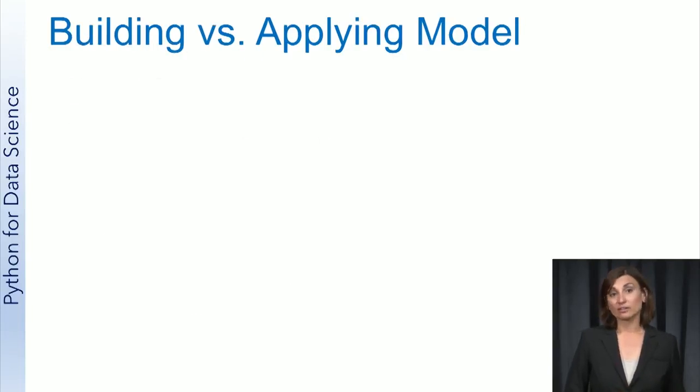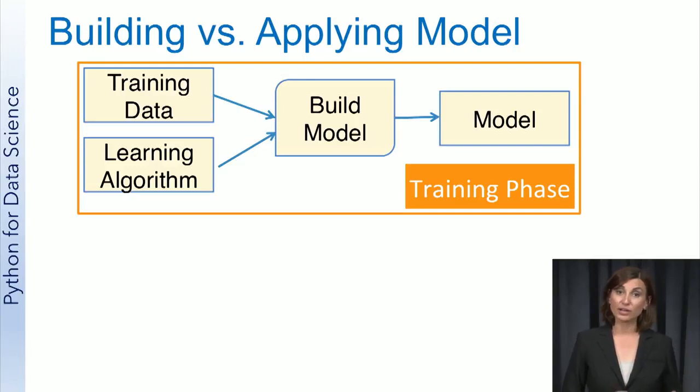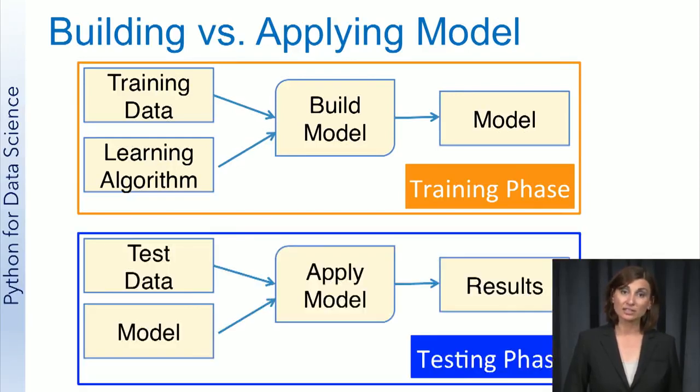Here's another way to look at the two phases. In the training phase, the learning algorithm uses the training data to adjust the model's parameters to minimize errors. At the end of the training phase, you get the trained model. In the testing phase, the trained model is applied to test data, and test data is separate from the training data. Remember, training data is previously seen by the model, and the test data is not previously seen by the model. The model is then evaluated on how it performs on the test data.